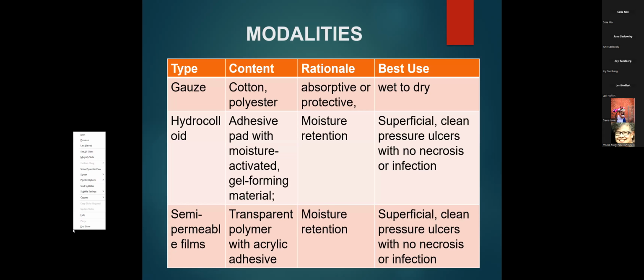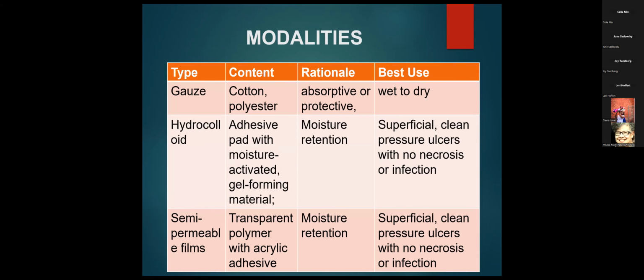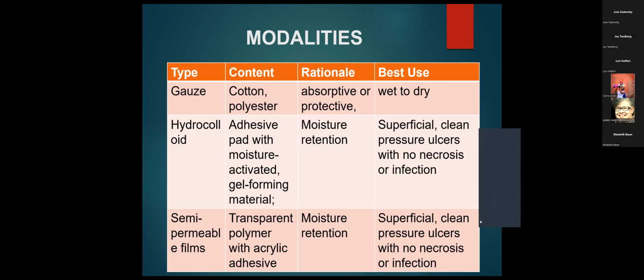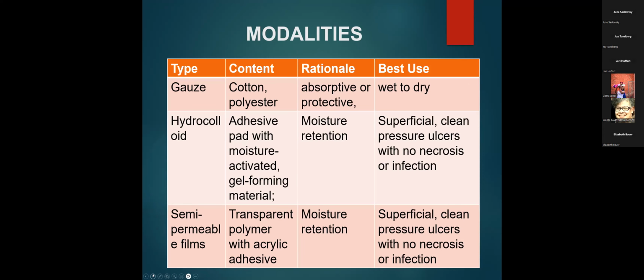So there are different modalities for wound care. The most common is the ever-famous gauze, but there are others. There's hydrocolloid treatments. All of these are meant to create a sterile barrier. There's semi-permeable films. Typically, the films are used on skin tears. The hydrocolloids are used in stage 2s and 3s and beyond, for providing a moist environment. Next slide, please.